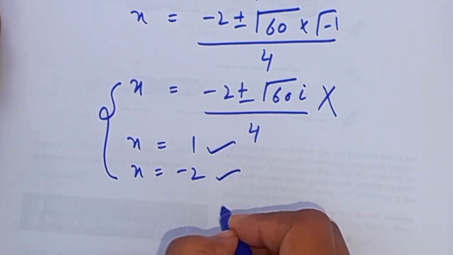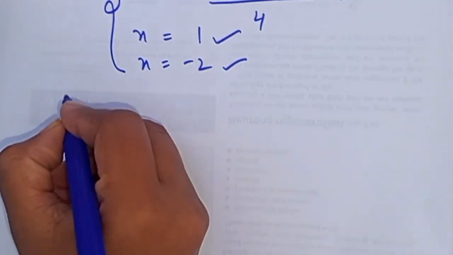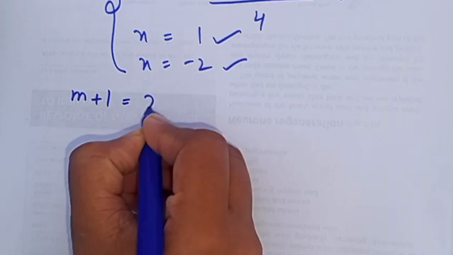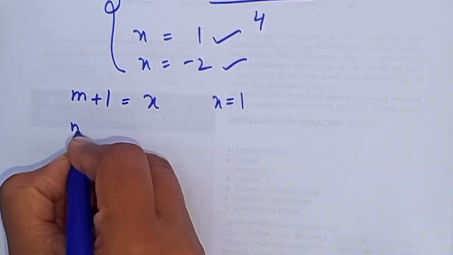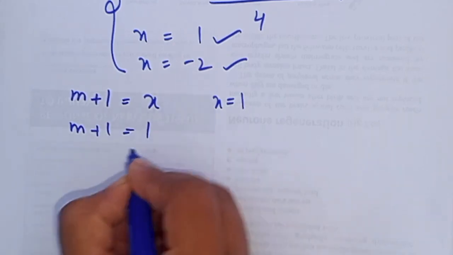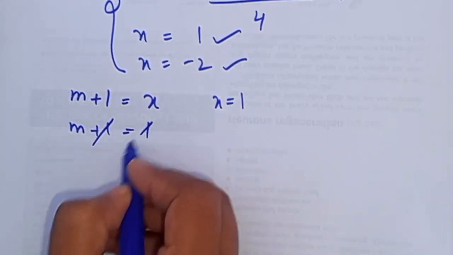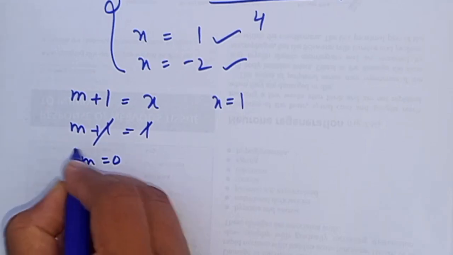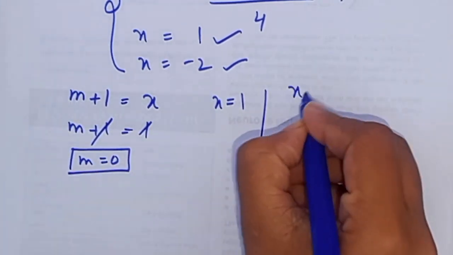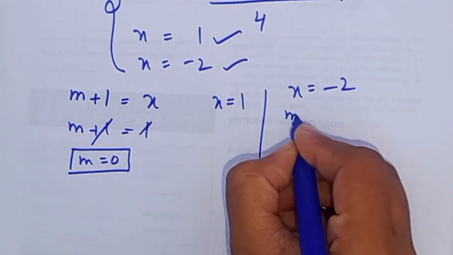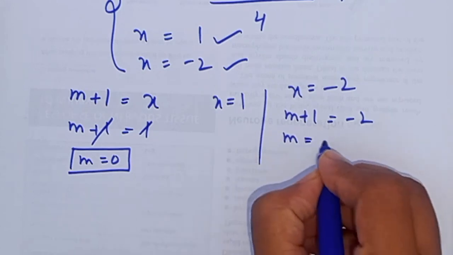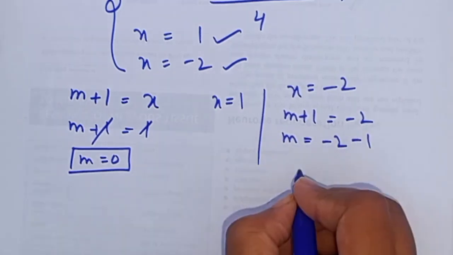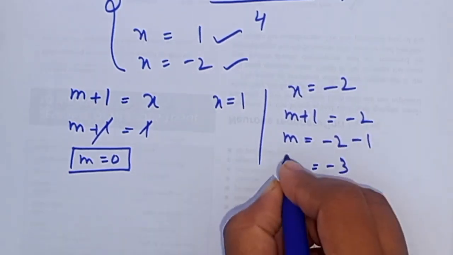So focus on these two values, and in our question we let m plus 1 equal to x, and if x is 1, then find the value of m. So m plus 1 is equal to 1. Now this 1 and 1 will cancel, we just get m equals 0. So one value of m is 0. Now if x equals minus 2, then m plus 1 is equal to minus 2. Subtract 1 on both sides, then m equals minus 2 minus 1. So m equals minus 3. This is the second answer.